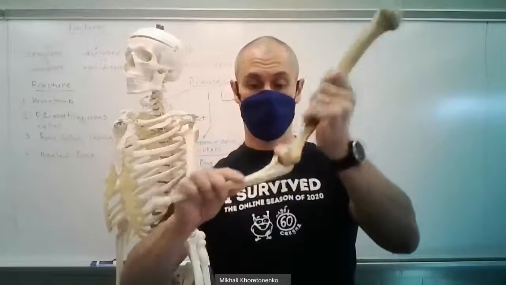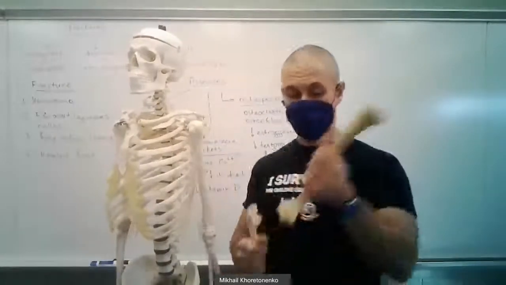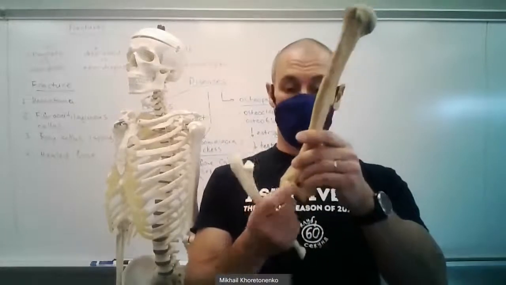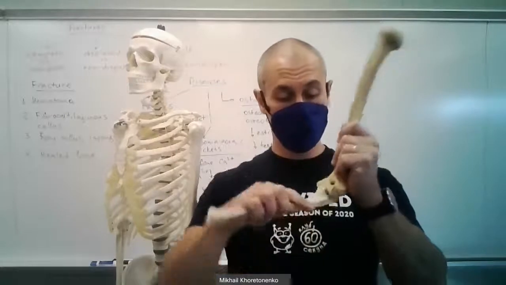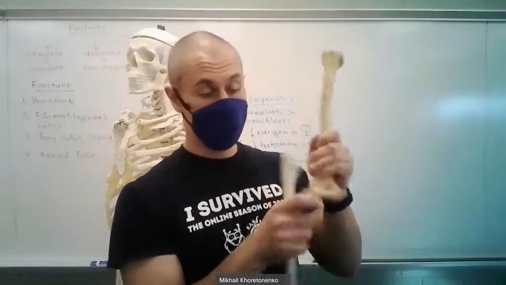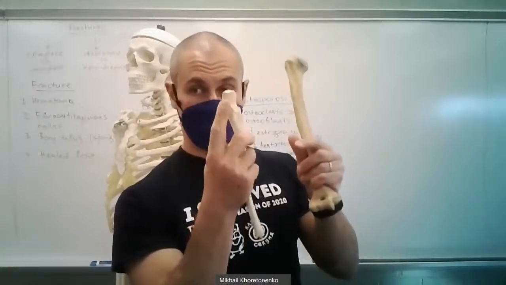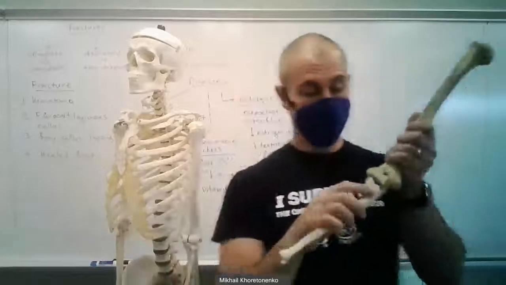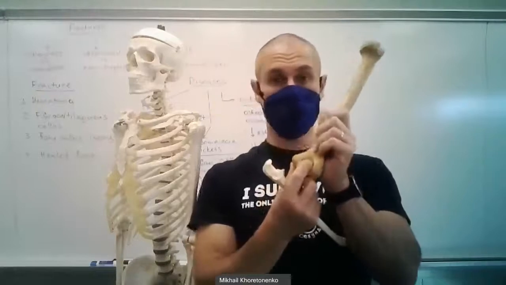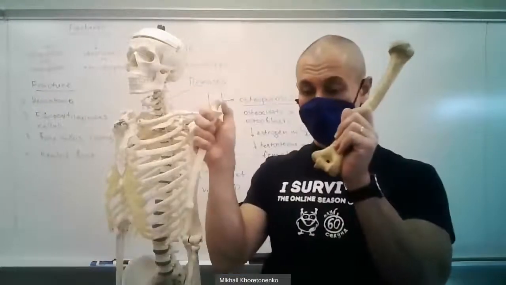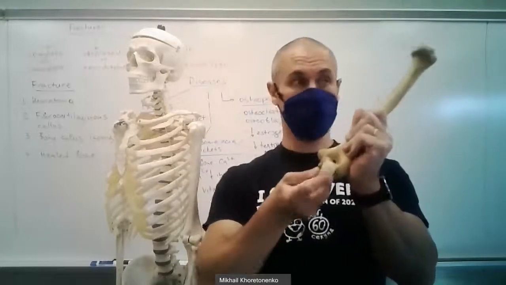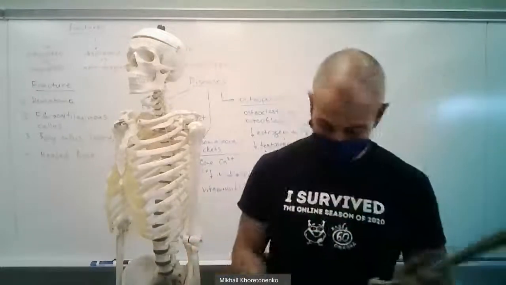Can you see that? On the same trochlea, you can see a couple of depressions. One of them is here. This depression is the coronoid fossa, and the coronoid process of the ulna, the forearm bone, goes into that depression. The depression on the back is called the olecranon fossa, and the olecranon process of the ulna goes into that depression in the back. Does that make sense so far?